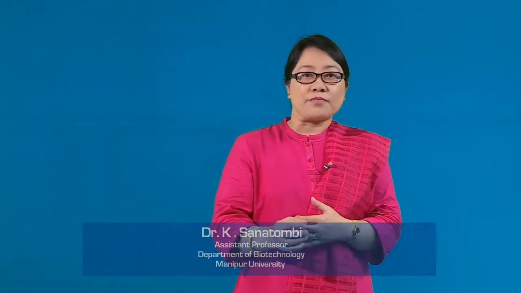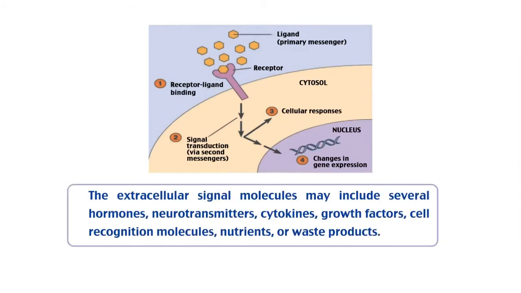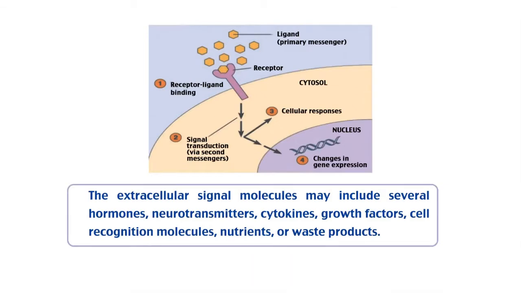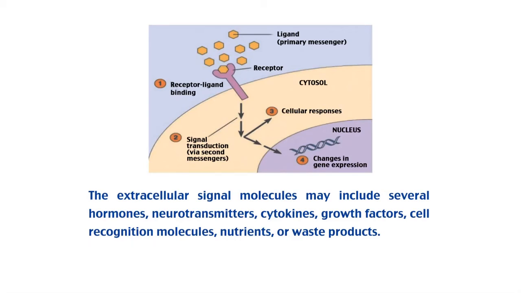Cells communicate with one another with the help of signaling molecules produced by the cells. These signaling molecules produced by the signaling cells bind to receptors present on the surface of target cells, and the recognition of the signal molecules by the receptors triggers cellular response by inducing signal transduction pathways. The extracellular signal molecules may include several hormones, neurotransmitters, cytokines, growth factors, cell recognition molecules, nutrients or waste products.